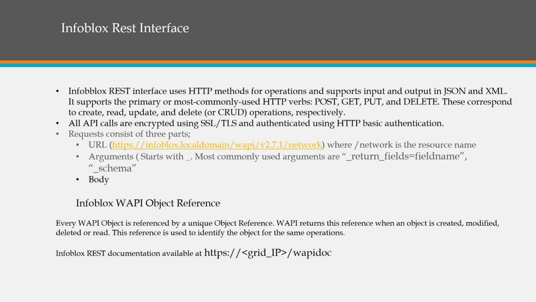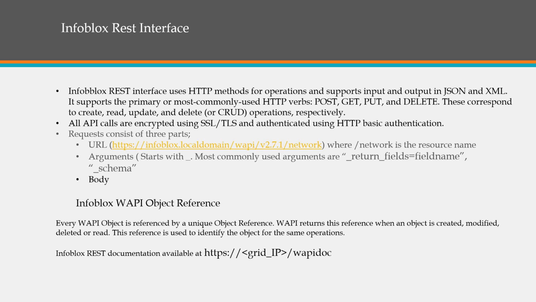The next is the request. So the request has three parts: the URL, arguments, and the body. The URL contains the IP address or the FQDN of the Infoblox grid master, and it also has the WAPI version. And the last thing, the /network, is the resource.